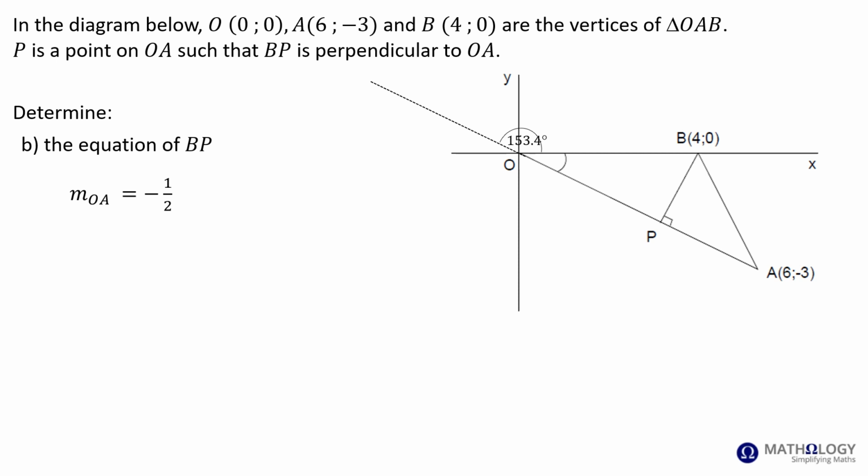To determine the equation of a straight line, we need to know the gradient of the line, and the coordinates of a point that lies on the line. For line BP, we know the coordinates of point B, which are (4, 0).